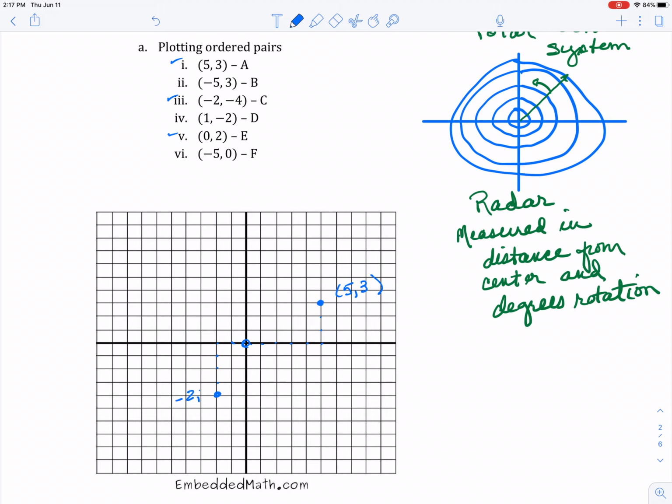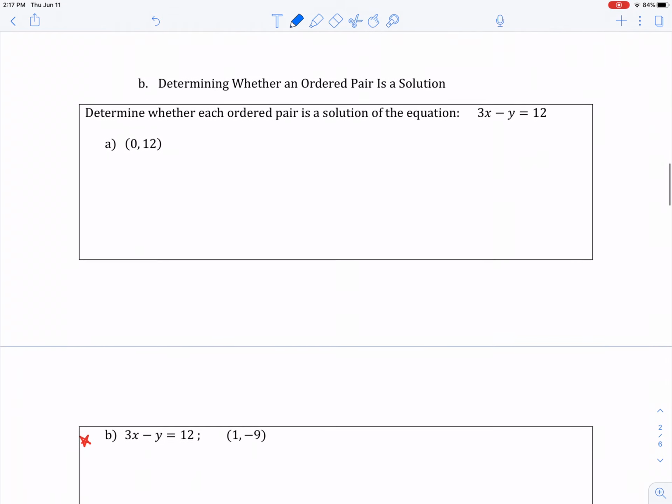There's the second point. It is called point C. And then 0, 2 says start at the origin, do not go left, do not go right, go up 2. So here's the point 0, 2, which we are labeling point E. All right, so you can practice the rest of those if you want to.